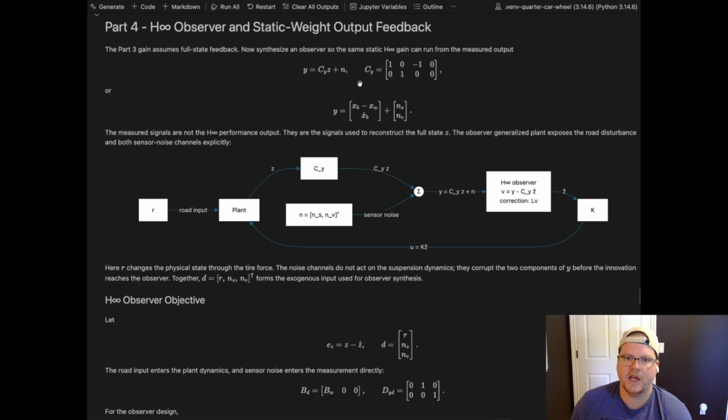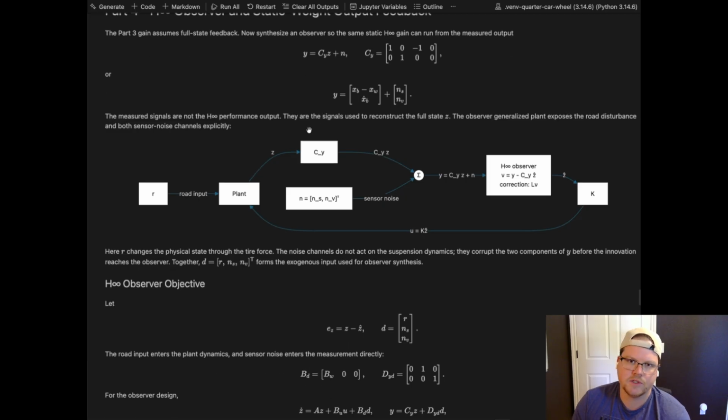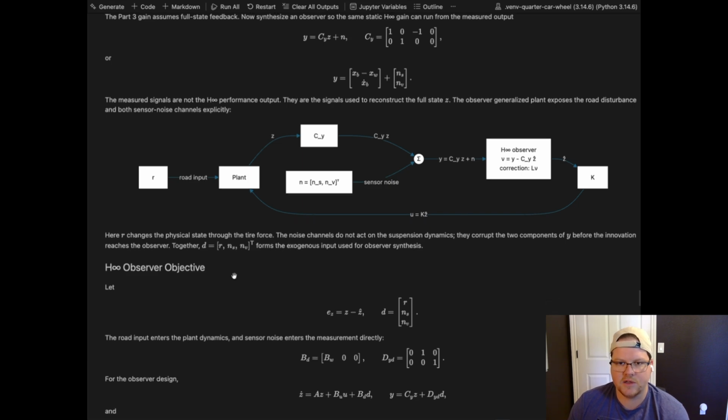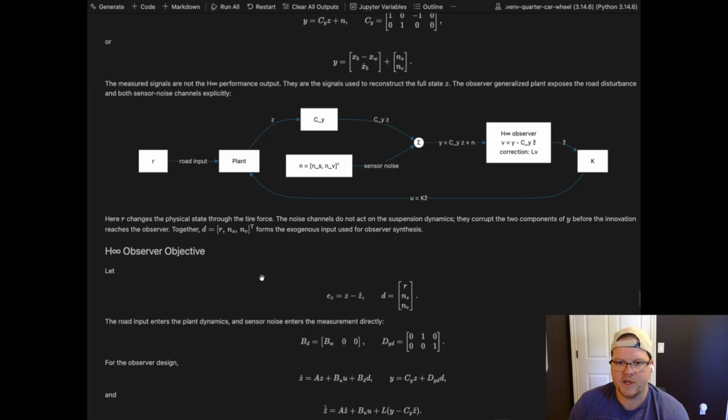Okay. So we have now the road disturbance entering the plant, and then we have the sensor noise that's entering the output of the output measurement side, right? So again, we're asking to reconstruct the state Z hat such that we're minimizing the error of that reconstruction. And that's where this H infinity observer comes into play. The difference, though, here is that we are minimizing against the worst case.